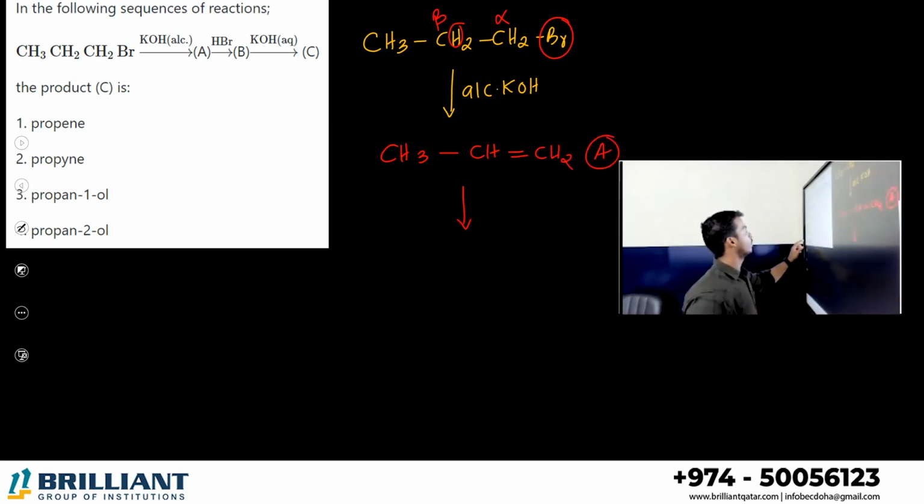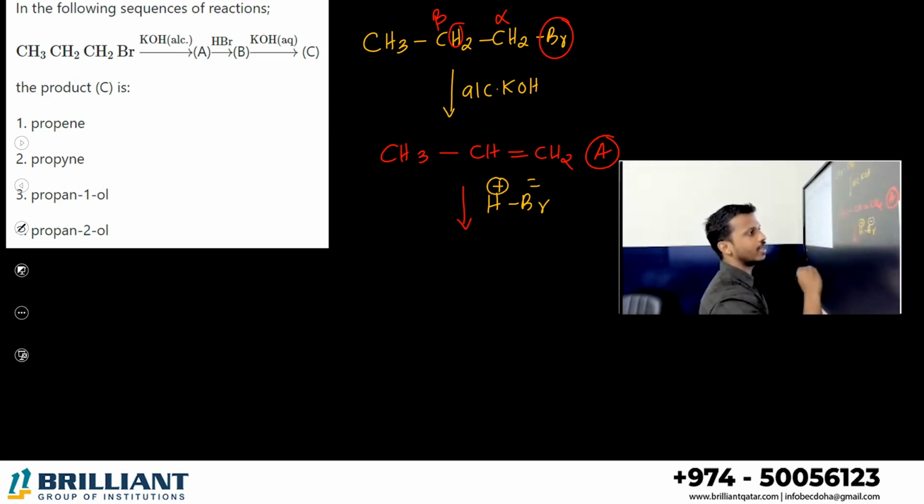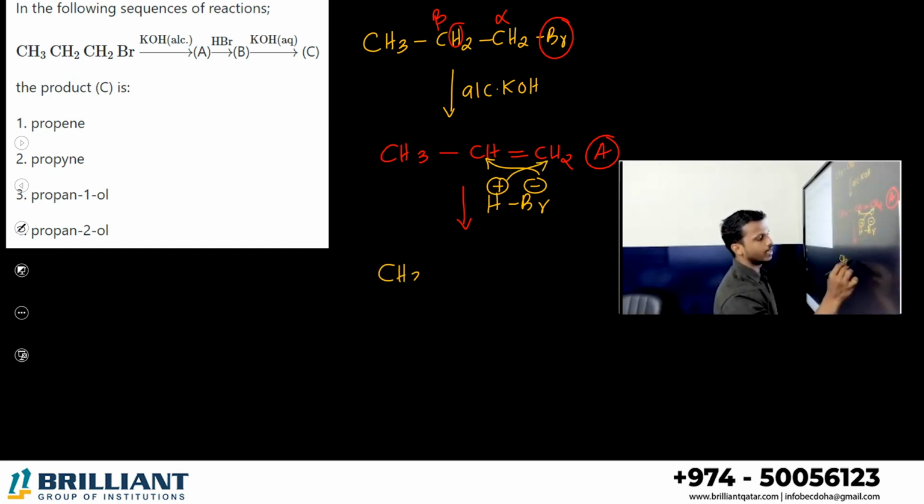Now let me treat with which one? HBr. Is peroxide there? No. Peroxide is not there, which means Markovnikov rule. So H plus and Br minus are there. Br minus you can add to the carbon containing less number of hydrogens, H plus to the one with more. So the product will be CH3CHBrCH3. 2-bromopropane is the B product.